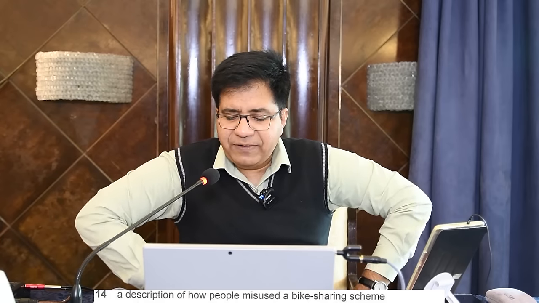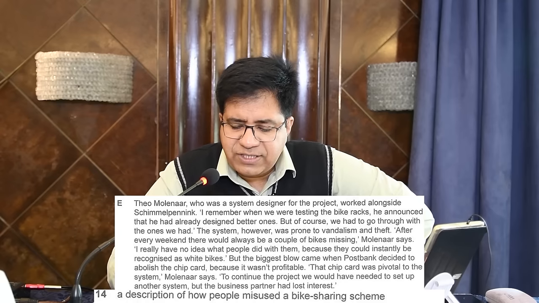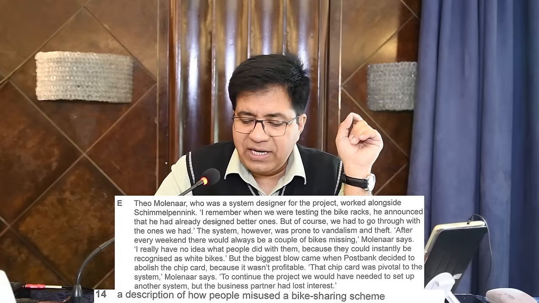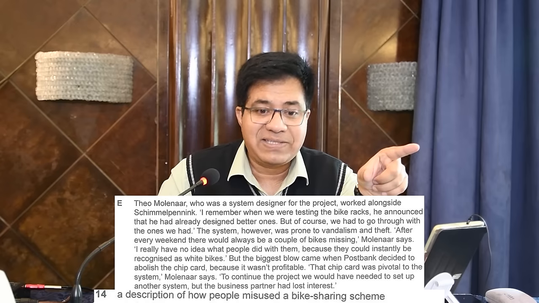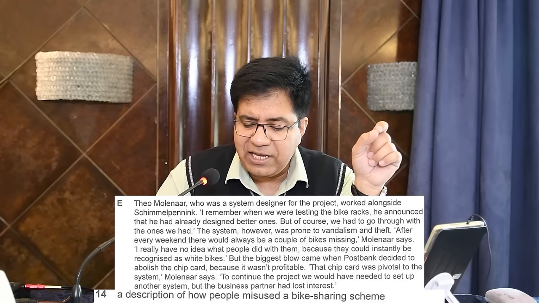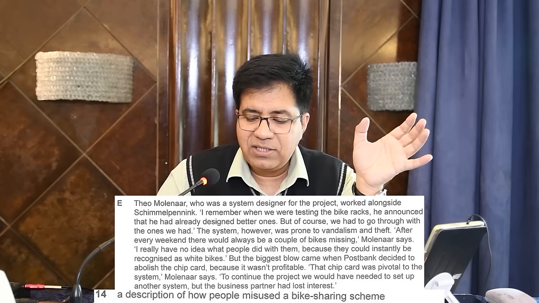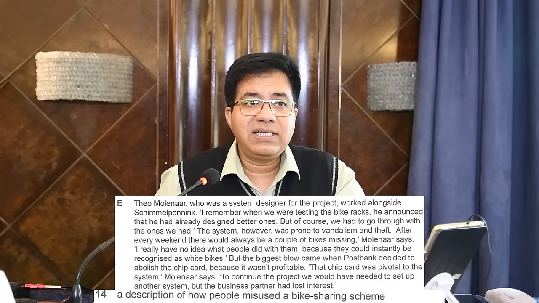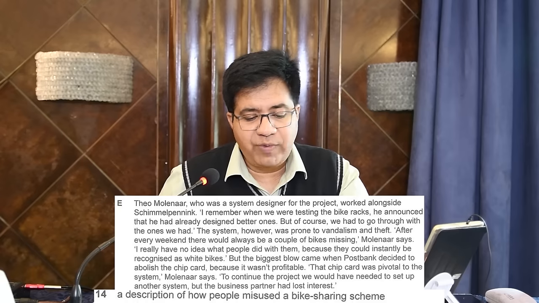Everyone, please come to paragraph E. And we have the word people. People is given 1, 2, 3, 4, 5, 6th line. 6th line and there is the word people. Found it? Now please read it with me. I really have no idea what people did with them. What do they mean by them? Bicycles. What people did with them? Because they could instantly be recognized as white bikes. So what happened? People took them away. Right? So people did with them. So question number 14, correct answer is E. Because we have to tell them the paragraph which contains the following information. So question number 14, correct answer is E. E for elephant.